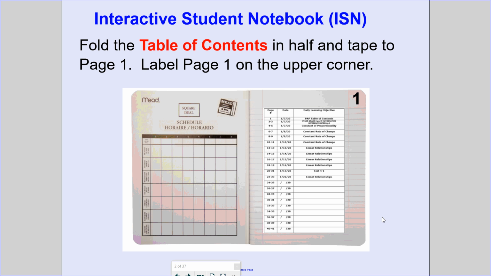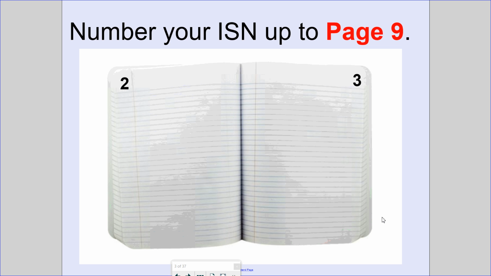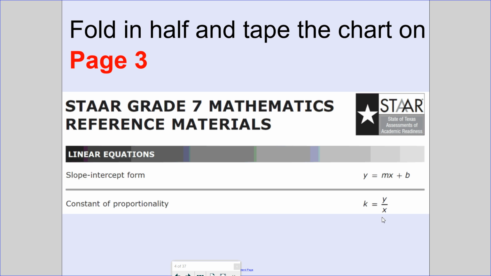When you're ready, I need you to number your ISN or notebook all the way to page 9. If you need to pause the video, please pause if that's needed. Also, I need you to fold in half the chart, the 7th grade mathematics chart on page 3.